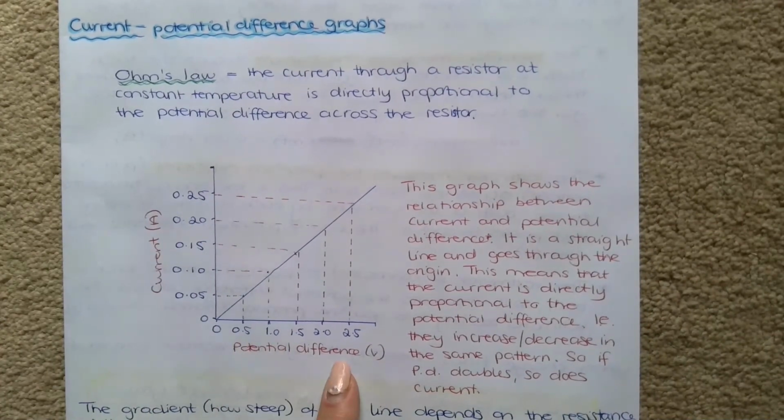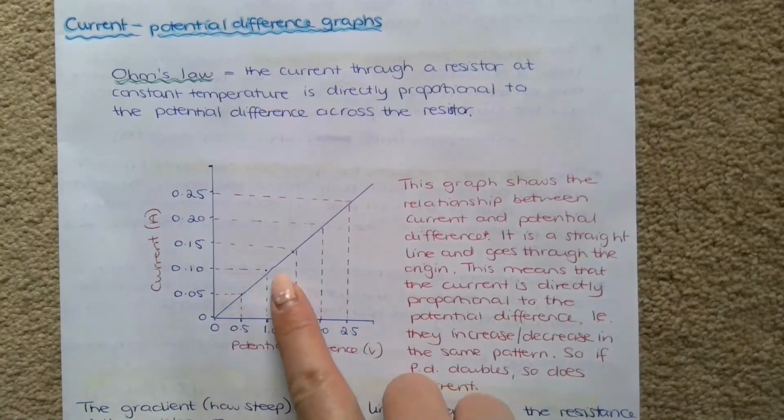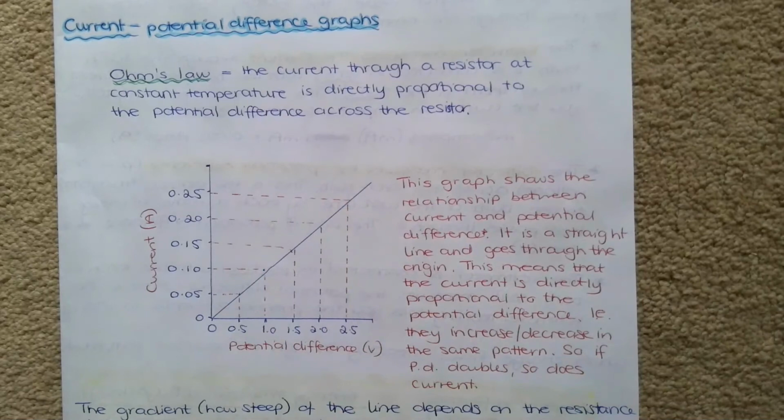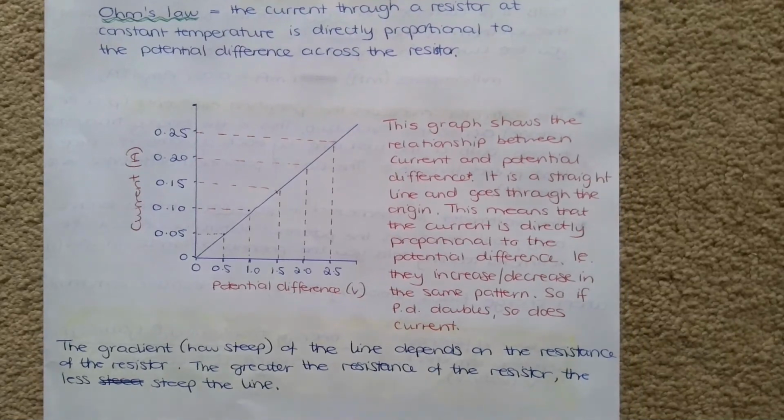We've got potential difference going across the bottom and current going up the side. We can see this is a straight line, so it's directly proportional. This graph shows the relationship between current and potential difference. It's a straight line and goes through the origin. This means that the current is directly proportional to the potential difference, i.e. they increase and decrease in the same pattern. So if potential difference doubles, so does current. The gradient, how steep the line is, depends on the resistance of the resistor. The greater the resistance of the resistor, the steeper the line, because it's harder for the electrons to move through.